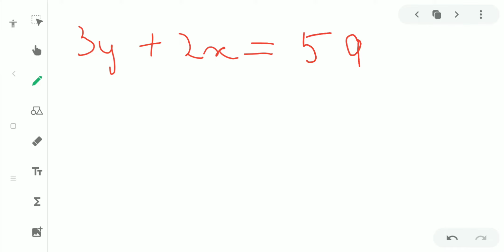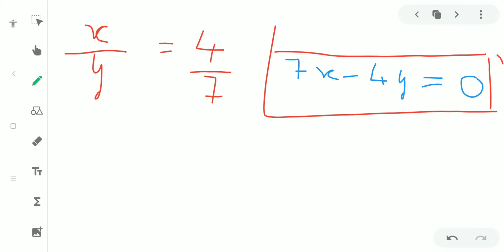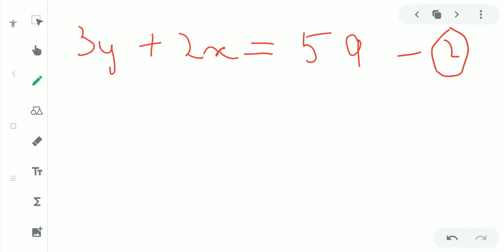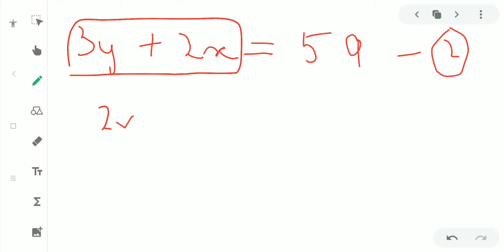So let us solve them by the method of simultaneous linear equations, by the elimination by equating coefficients method. This is our first equation and this is our second equation. So let us solve them. This equation I can also write as 2x plus 3y is equal to 59.